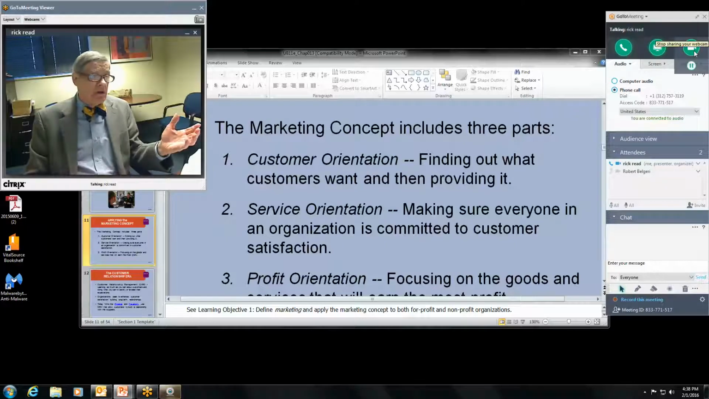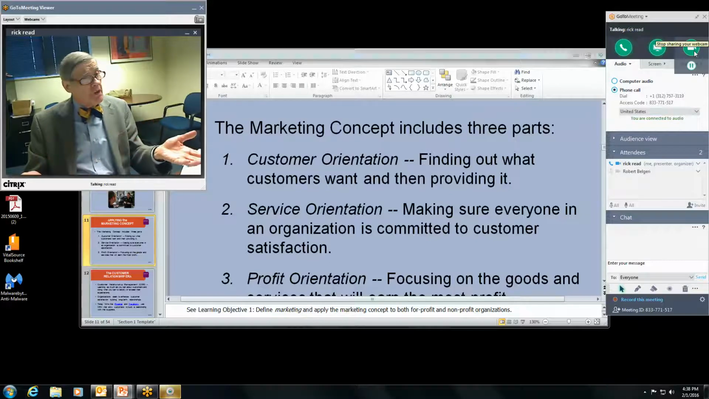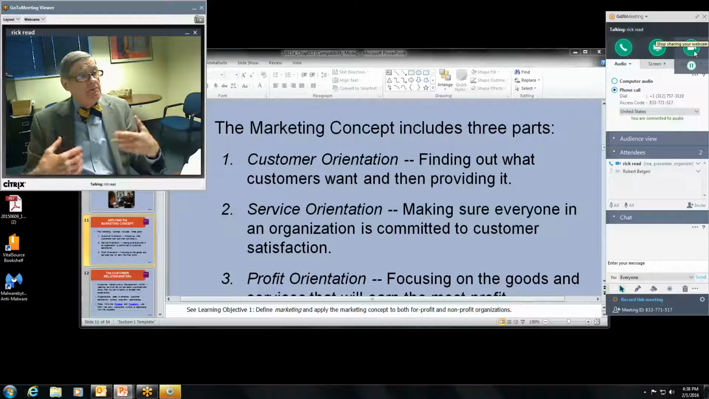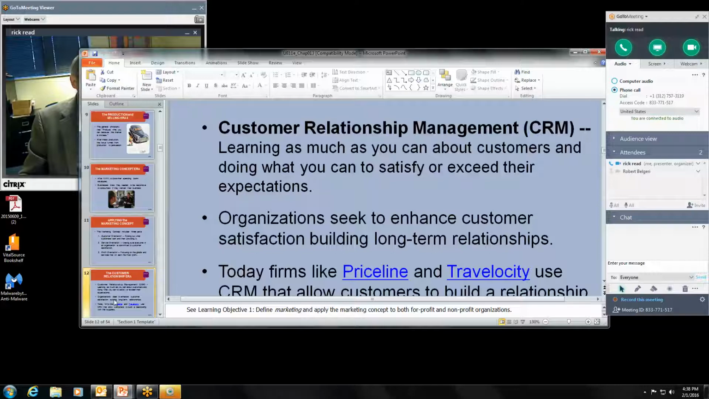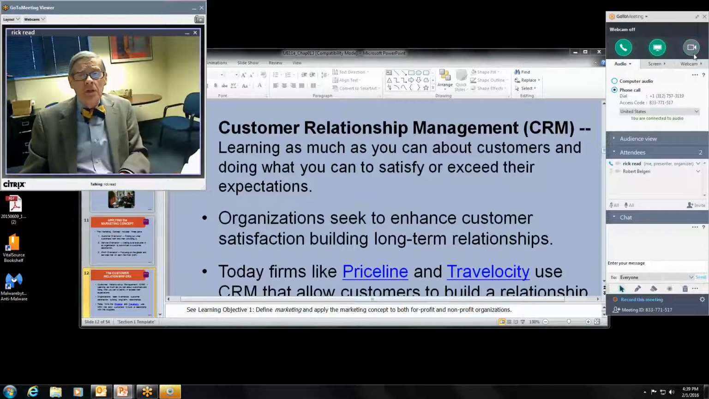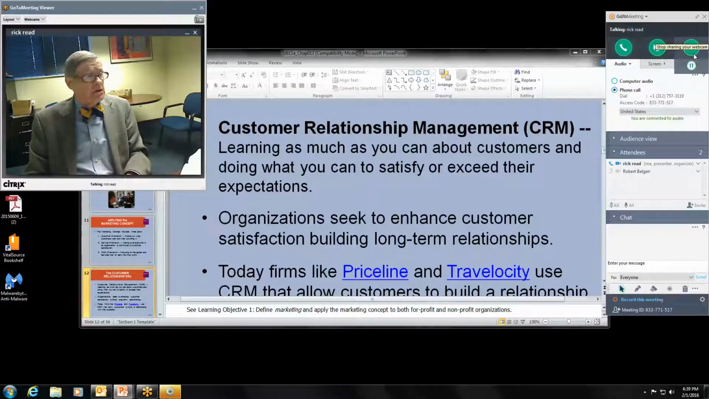You want to find out what the customer wants. Then you're going to make sure that you're giving the customer the service that he or she needs before, during, and after the sale. And then obviously you have to think about making a profit, because if you don't make one, you won't be in business very long. So we now have moved to what is known as the customer relationship era, customer relationship management.